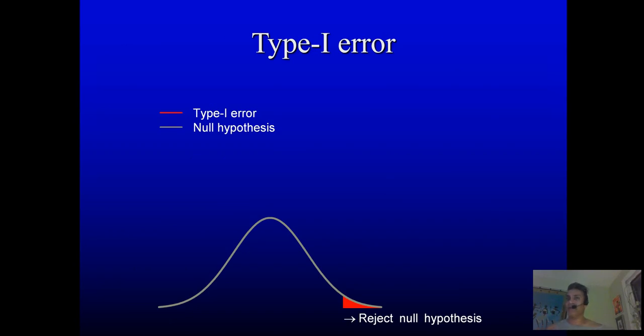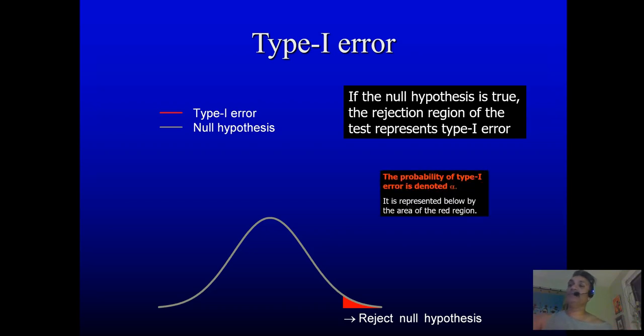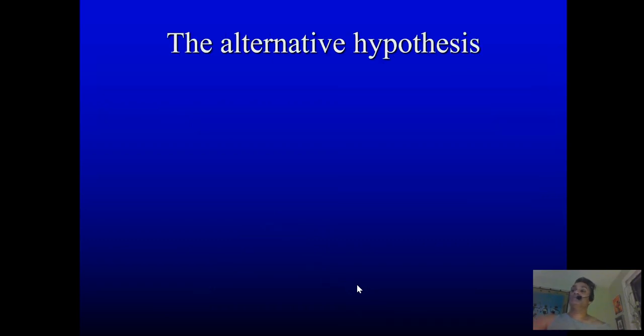So, back to this slide now. We said this red area, that's type 1 error. Fantastic. Okay. So, if the null is true, then the rejection region is the type 1 error, or the risk of incorrectly rejecting that null. So we usually say that cutoff, that's alpha. That's the probability of incorrectly rejecting the null. Alpha, Greek letter alpha.